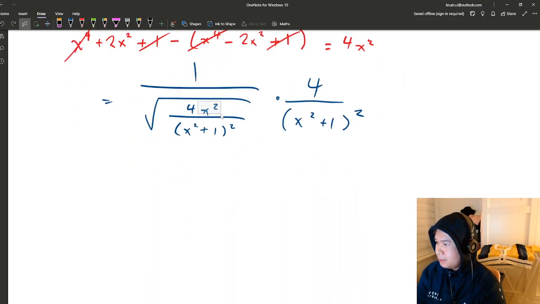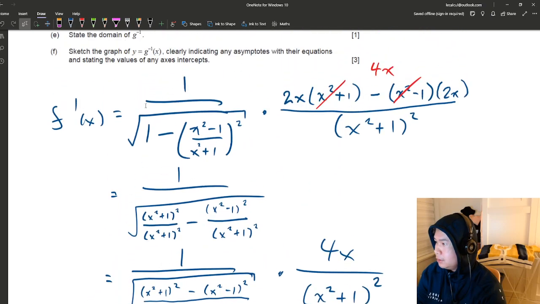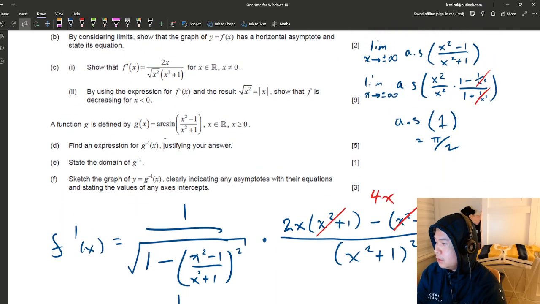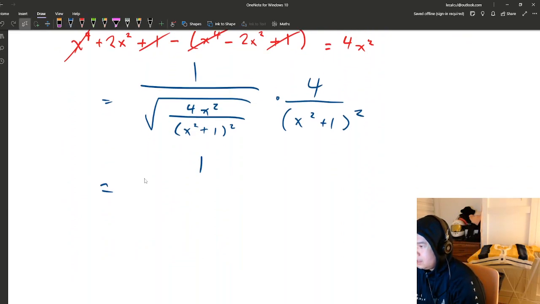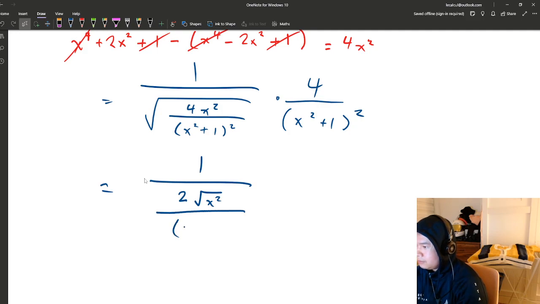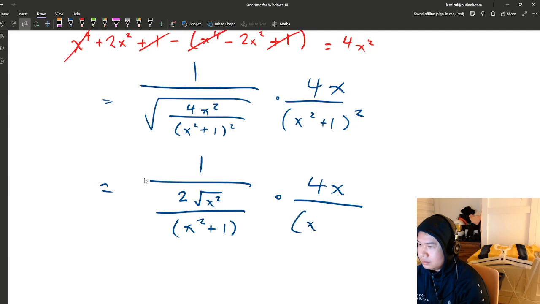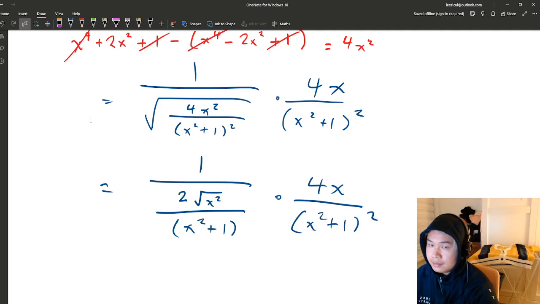Okay. So here's the x squared that we need in our square root. So this is 1 over 2. Square root of 4 is 2. Square root of x squared. And then this is x squared plus 1. This needed an x. And then this, the square root and then the square will cancel out.